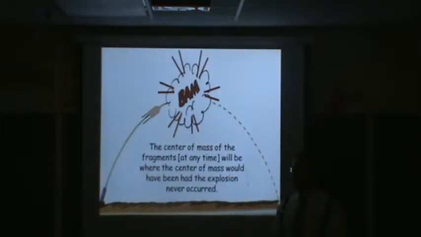What huge law in physics says that has to be? Even though it's 1,000 different pieces now, I can find out where the center of mass is at any moment in time, and it's following this nice, smooth, clean, parabolic path.